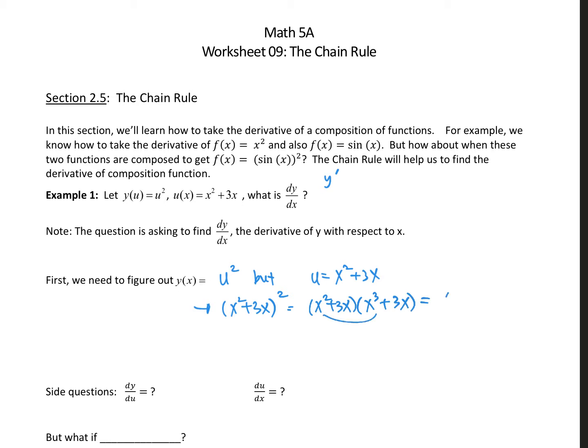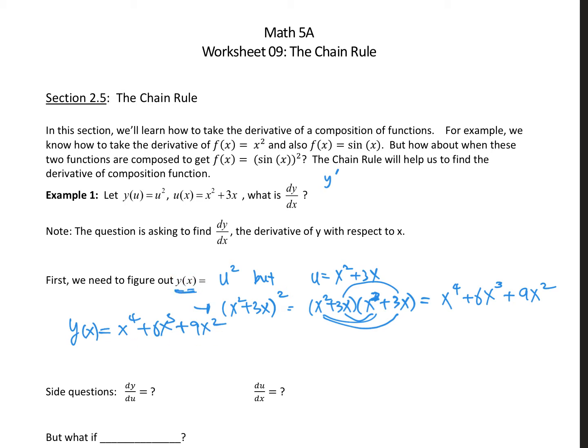So this is x squared times x squared, x to the fourth. You get 3x cubed twice, so that's 6x cubed, and then plus 3x times 3x, that's 9x squared. When you multiply it all out, I get 4x to the fourth plus 6x cubed plus 9x squared. So if I rewrite y in terms of x, y of x is equal to x to the fourth plus 6x cubed plus 9x squared.